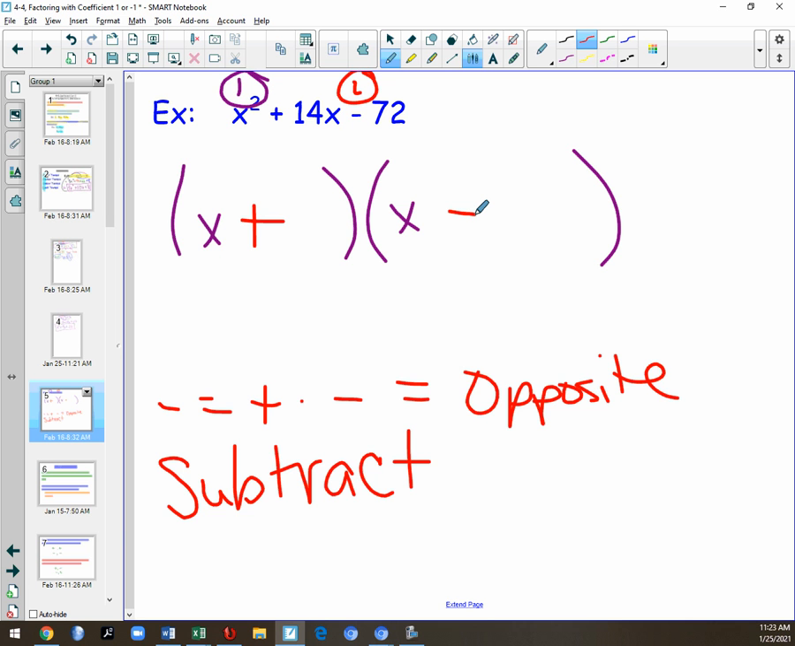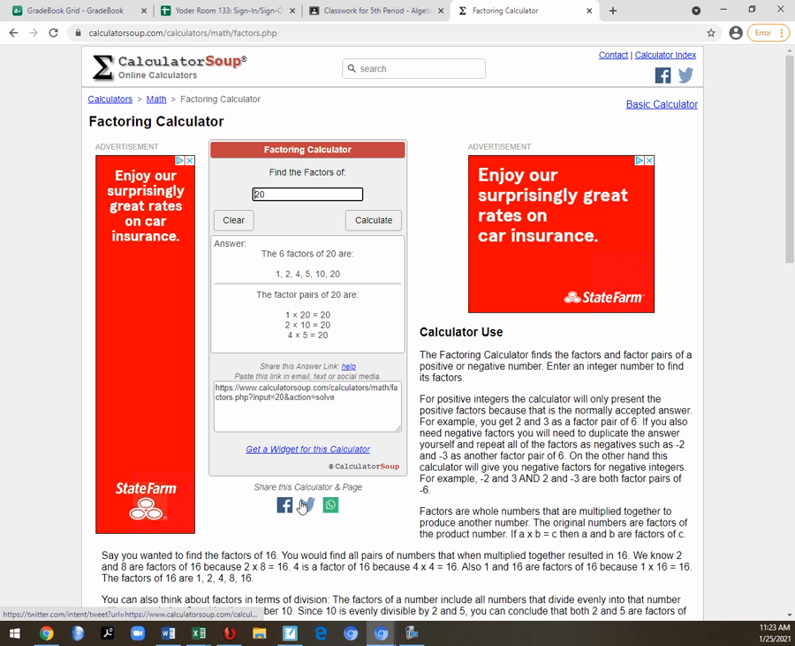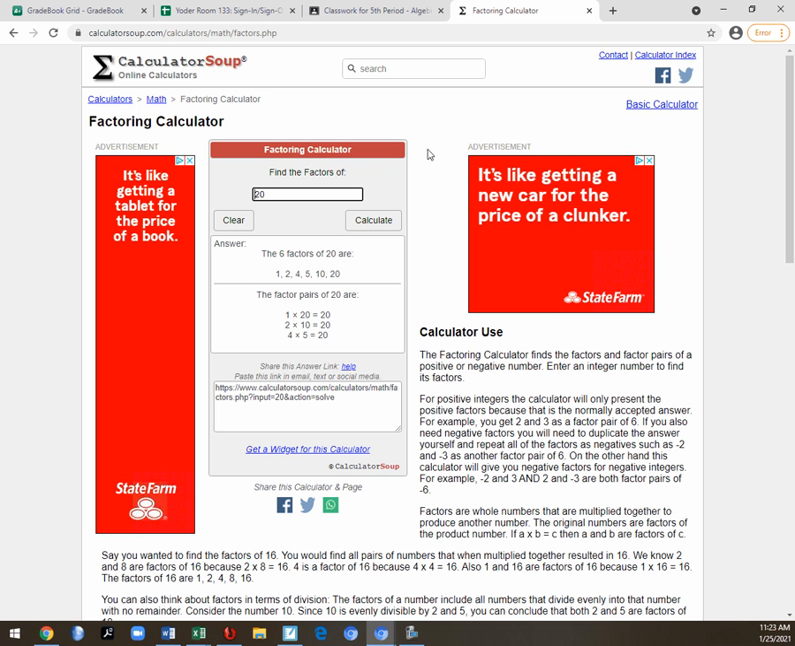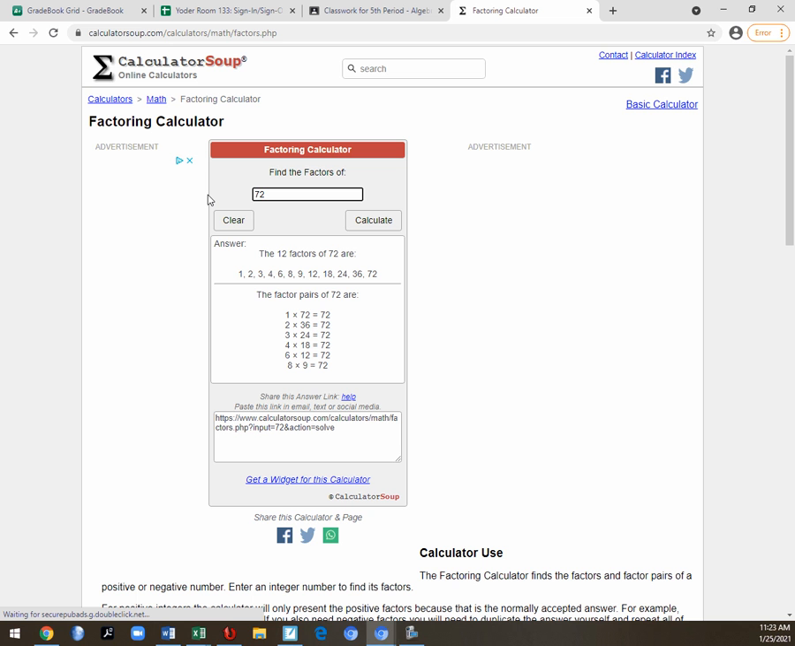Now I need to find all my factors of 72. Well, again, many of you are not very good with your multiplication tables. So what you're going to do is you're going to come over here to your factoring calculator, and we're going to change our number that we had previously from a 20 to a 72. And those are going to be all of your factors.